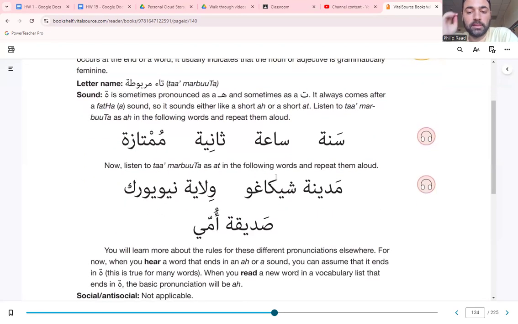Now I will read these words, and I would like you to repeat after me. And the point here is that when you have words that are connected to one another or added to one another in what we will learn as the idafa construction, you pronounce the te marbuta as ta. So for example, repeat after me. Madinat Chicago. Wilayat New York. صديقة أمي.